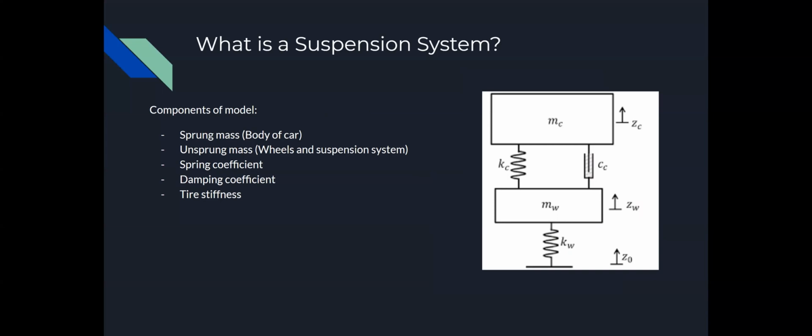For my project, one of the suspension systems I'll be observing is a passive suspension system of a quarter car model. And this model consists of a sprung mass, which is the body of the car, the unsprung mass, which is the wheels and the suspension system, the spring coefficient, damping coefficient, and the tire stiffness.